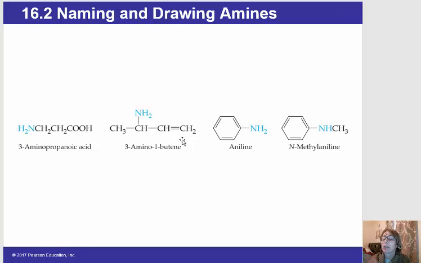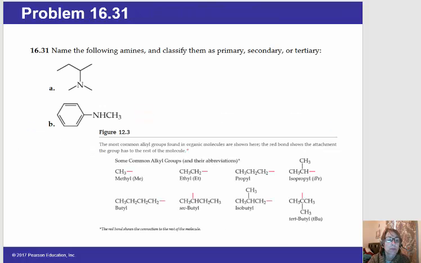We've seen aniline in previous chapters, and if another group is bonded to that nitrogen in aniline, we still use that N to indicate that something else is bonded to that nitrogen. So here we have aniline, but that nitrogen is bonded to a methyl, so we call it N-methylaniline. And if it was a tertiary, if there were 2 alkyl groups or 2 other groups, it would be N,N, whatever those groups were.